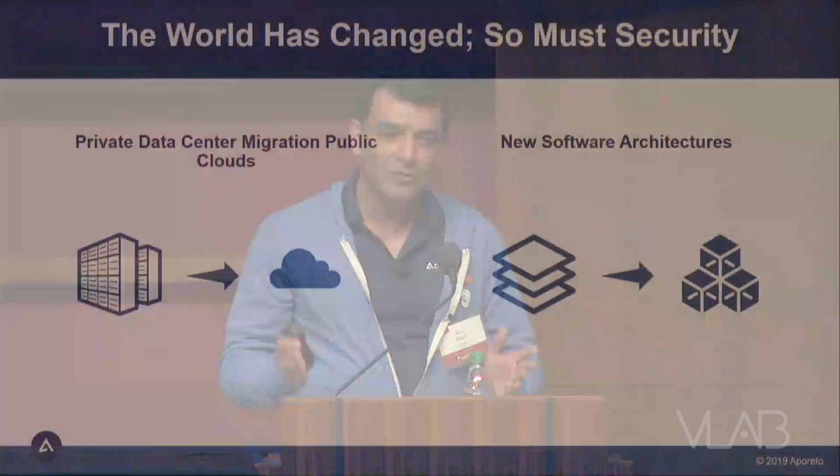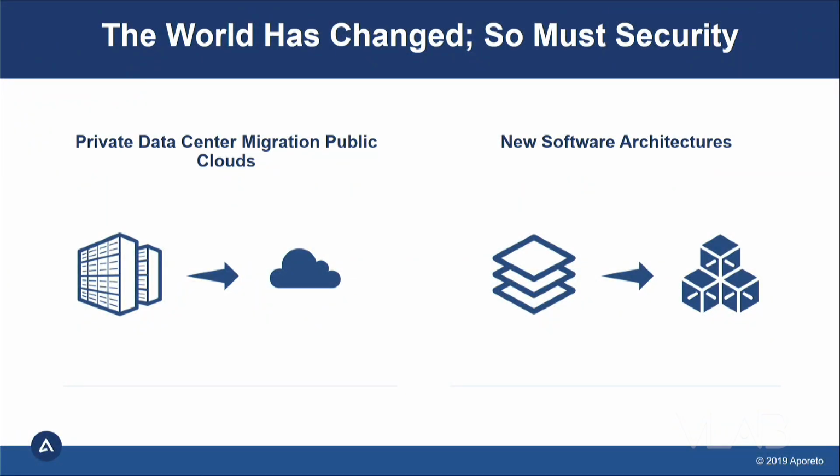So why do we solve this problem? The answer is that there are two major movements that are happening. Randy alluded to some of them. One is that the private data center is migrating to the public cloud. So what we used to do inside our Santa Clara data center or Equinix is now going to AWS or Azure. And the second one is we're adopting new software architectures.